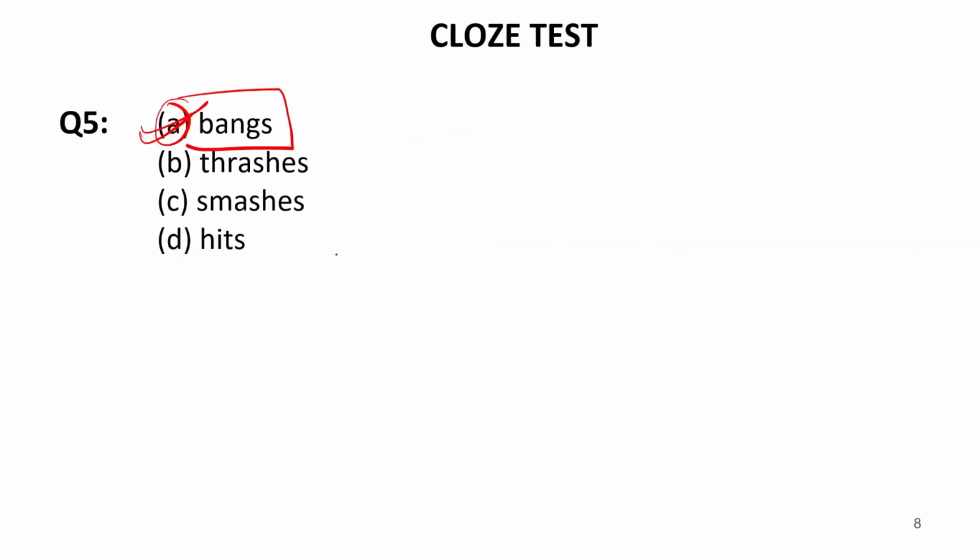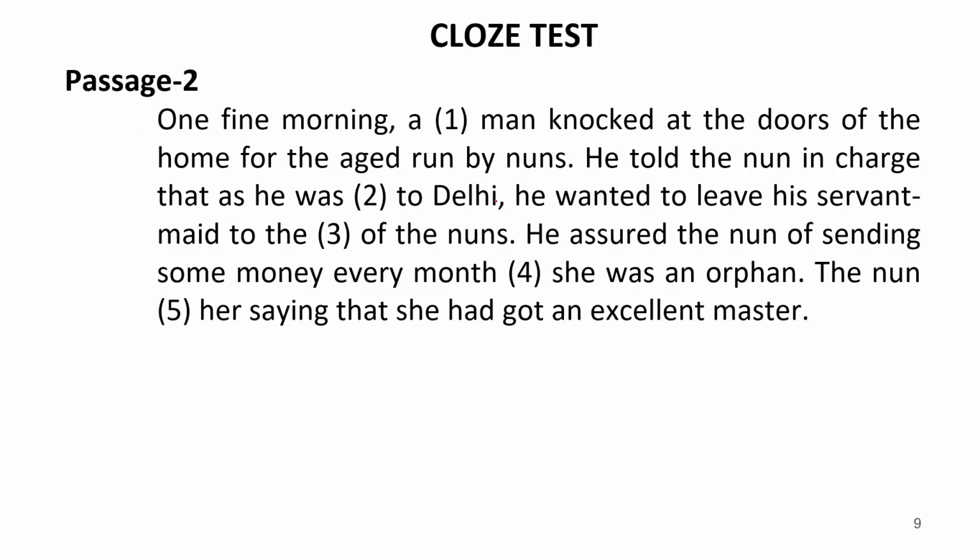Here our answer was A. Now let us move to passage number 2. One fine morning, a dash man knocked at the doors of the home for the aged run by nuns. Aged means a place where aged people live. It was run by the nuns.